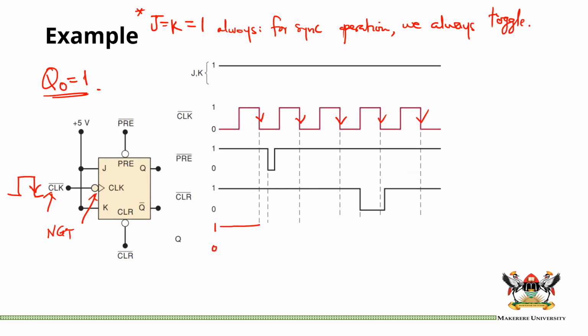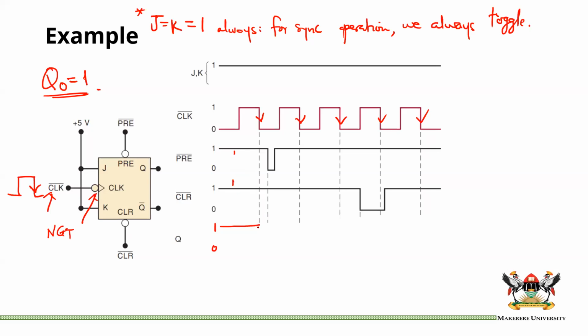But before, remember, we were doing it like this. We were not taking care of any other changes. But here we have to be careful because there are the preset and reset, which are asynchronous, meaning that if they happen, they would cause a change immediately. We wouldn't have to wait for the active clock transition. So in this case, we can see that preset and clear are 1, 1, so 1, 1 means they are inactive.